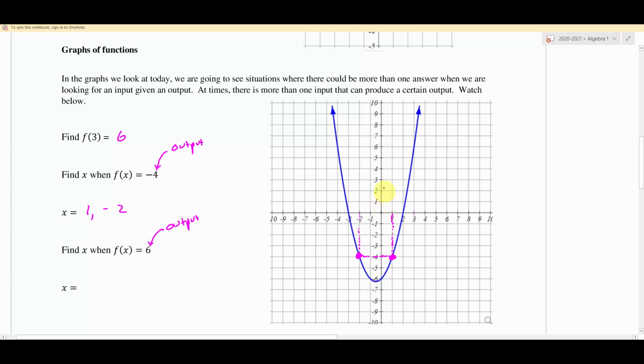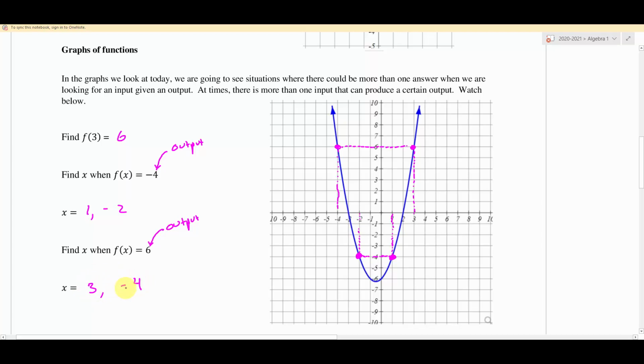So I'm going to go to my graph. I'm going to go to where y is 6, and then I could go either left or right. So if I go to the right, I'm over here, and the corresponding input is at 3. So x could equal 3. But if I go to the left, over here, and I go down to the corresponding x value, it could be negative 4. So either one of those numbers would be an acceptable answer.